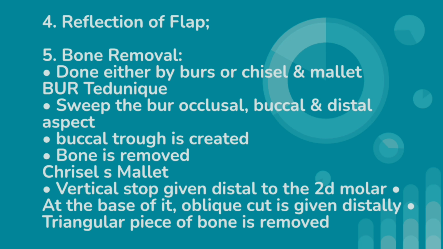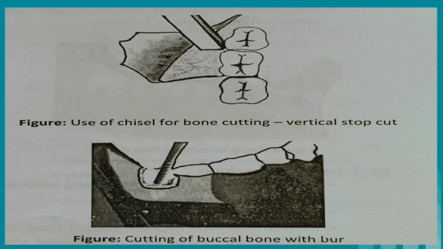Sweeping the burr occlusally and over the buccal and distal aspects, a buccal gutter is created. Once the buccal gutter is created, the bone is removed, and with the chisel and mallet a vertical stop cut is given distal to the second molar. At the base of it, an oblique cut is given distally. A triangular piece of bone is removed. A triangular piece you have to remove. Then this is how you give the chisel and mallet vertical stop cut.